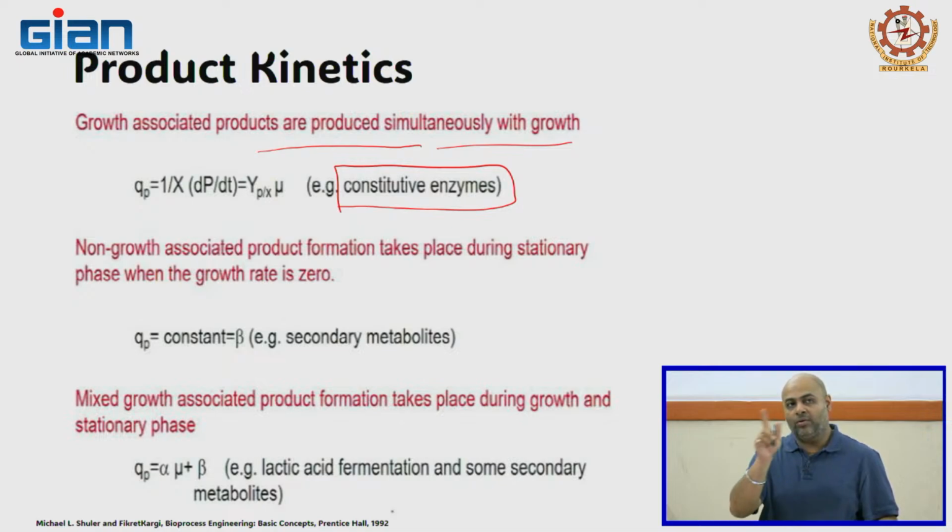In the non-growth associated product formation, that takes place in the stationary phase, because there is no growth taking place, it is stationary. That time your QP, now what is your QP? Specific product formation rate, right? Specific growth rate was mu, QP is the specific product formation rate. I did give you a little bit of a hint on that. So, let us go into this.